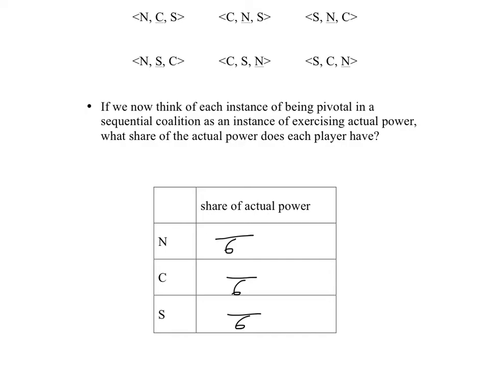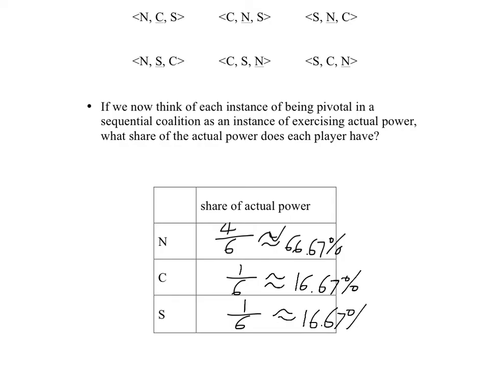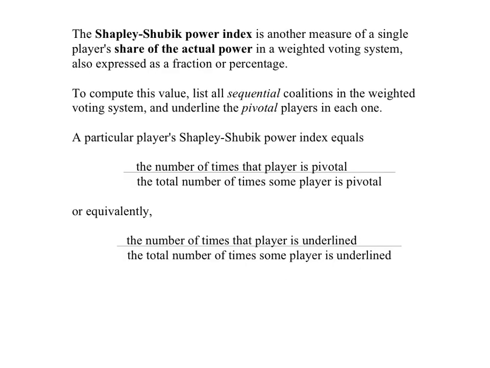N, Northern Jersey, controls 4 out of those 6. Okay? So that's 2/3, or approximately 66.67% of all the power. Central Jersey controls only 1, and Southern Jersey controls only 1, so they each have 1/6 of the power, or approximately 16.67% of the overall power, the actual power as we're calling it. What we just did was to compute the Shapley-Shubik power index of that particular weighted voting system.